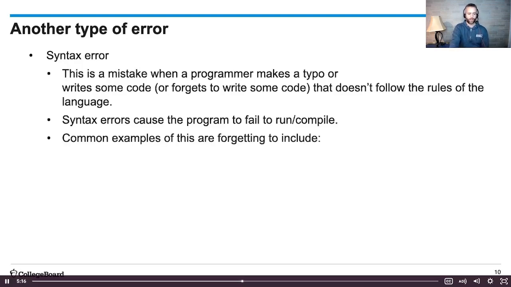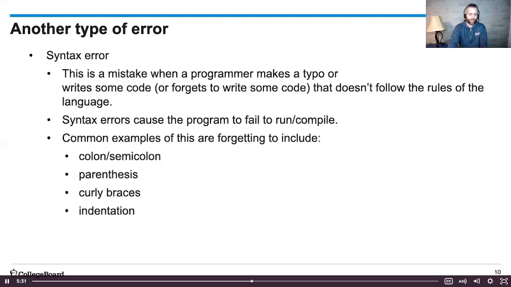Common examples of this are forgetting to include a colon or a semicolon where it's required, depending on the programming language, parentheses, curly braces, depending on the programming language, indentation. Some languages require indenting in certain places, right? Quotes around certain things, depending on the programming language. The definition of a variable, right? Or a function, or something like that, right? All of these are syntax errors, all right?